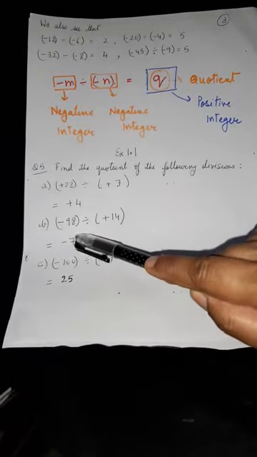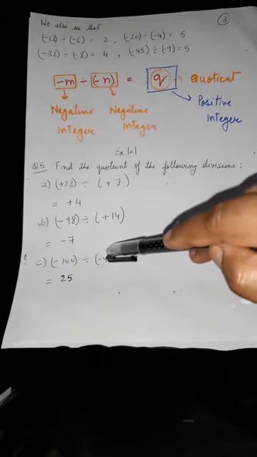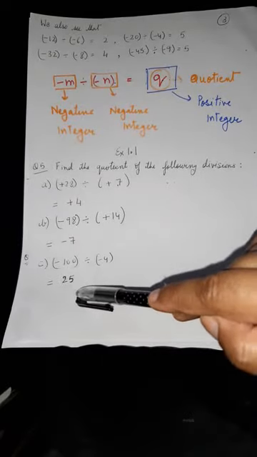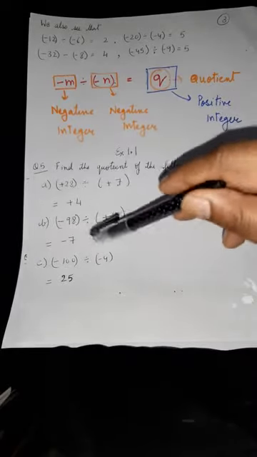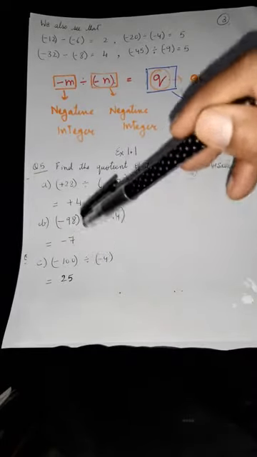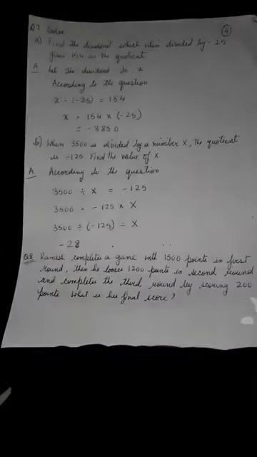So minus 7. Then minus 100 divided by minus 4. Both the integers are negative, so the quotient will be positive. And whenever we divide 100 by 4, we get 25 as the answer. So these are the answers to the first three parts.